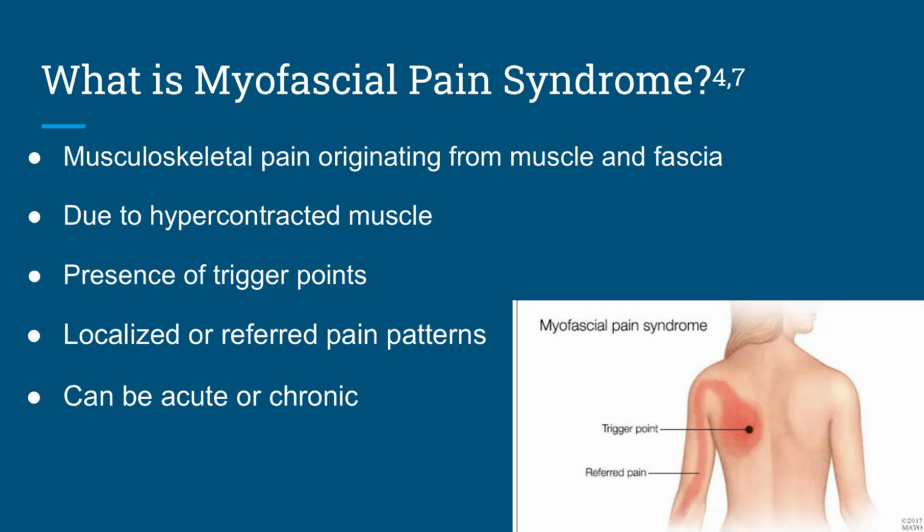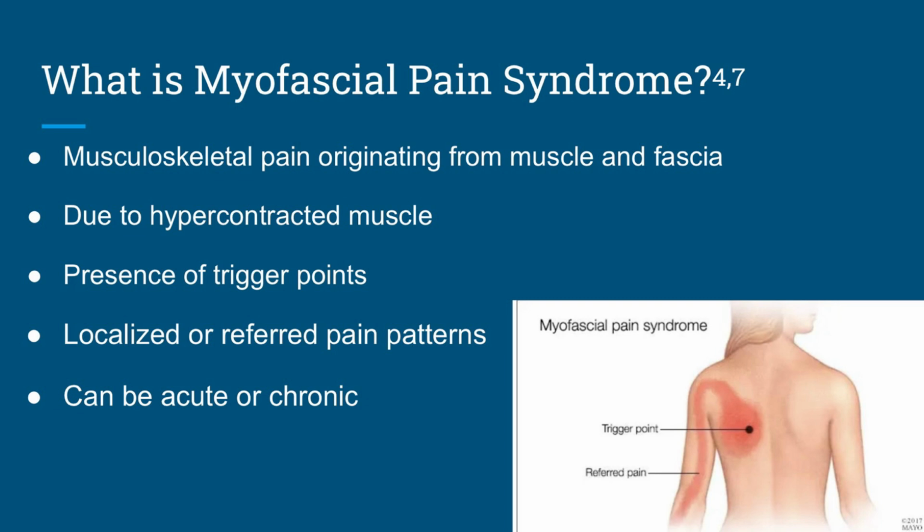Alright, so today we're talking about myofascial pain. This is musculoskeletal pain originating from muscle and fascia. This is due to hypercontracted muscle, which is just very tight muscle bands, and then it has a presence of trigger points. Now, a trigger point is a hyperirritable spot that is located within a taut band of muscle.